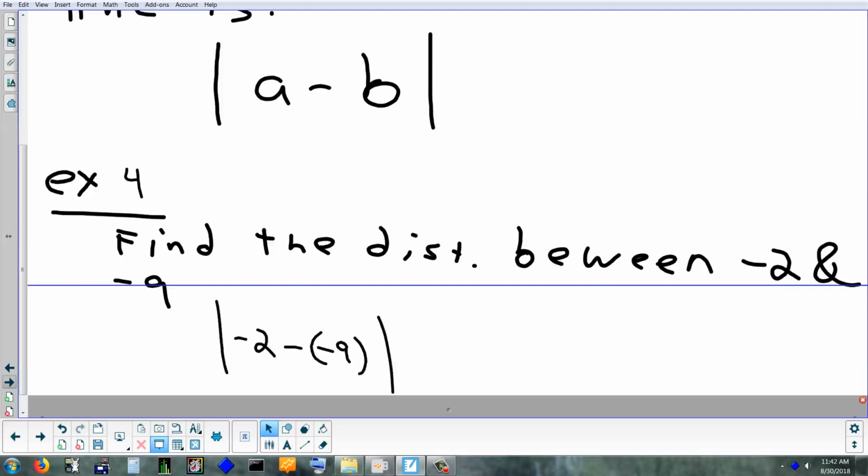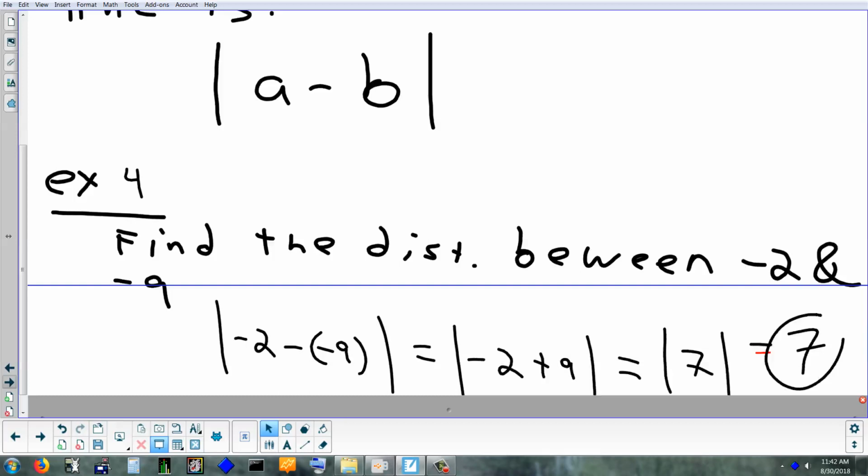What's going to happen? Cancel out. What cancels out? The negative. Yeah, the -9. So minus a -9 turns into a +9. And now -2 plus 9 gives me 7. And the absolute value of 7? 7.